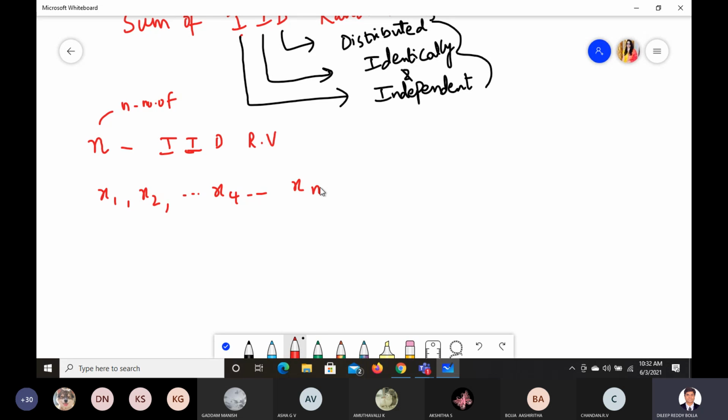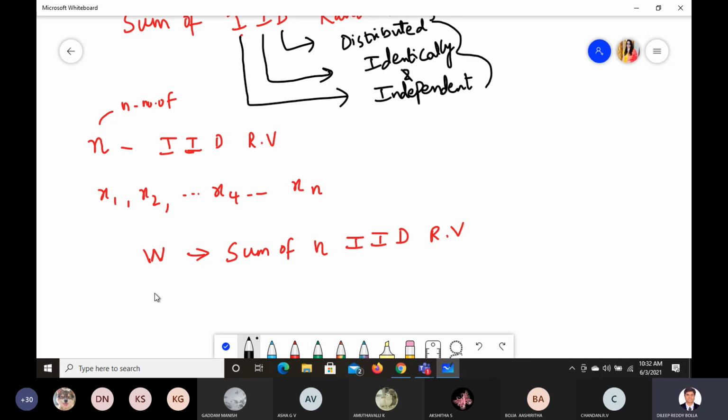Now, as usual, if you want to find the sum of them, we have to find w. So w is the sum. Actually, we have understood, correct? So w is the sum of n independent identically distributed random variables. Let us assume that w is your sum of this.